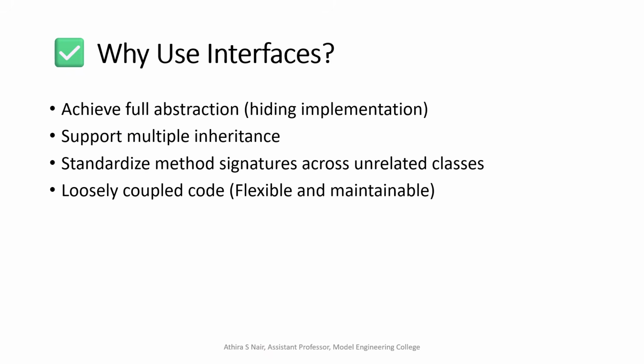Now, what's the use of interfaces, or why do we use interfaces? We use interfaces to achieve full abstraction, that is, we can hide all the implementation details, and it supports multiple inheritance. As I already said, there is no multiple inheritance in Java, so instead of that, we can use interfaces. They standardize method signatures across unrelated classes, and we get flexible and maintainable code, that is loosely coupled code.